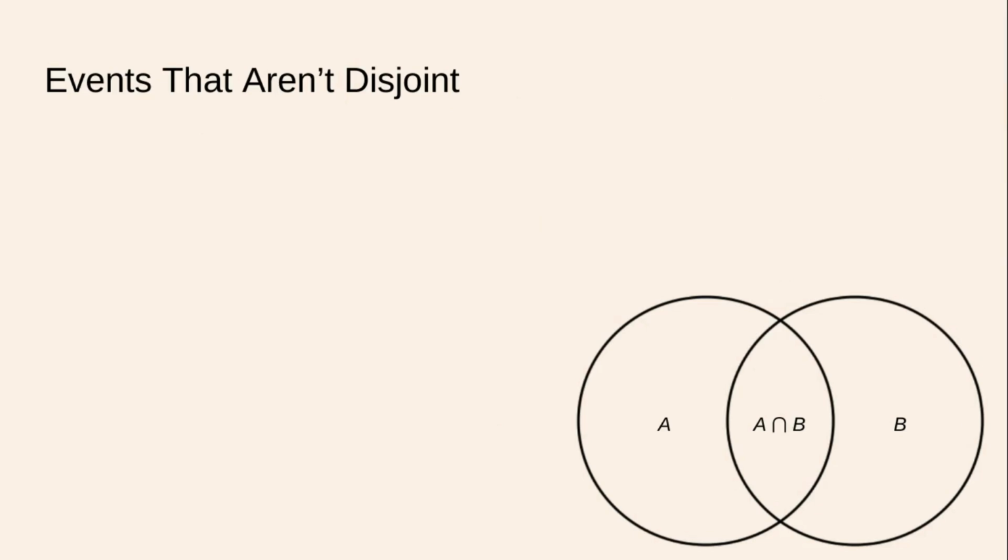First, let's talk about events that are not disjoint. In the last chapter, we assumed when computing probability using addition rules that events were disjoint, meaning that two events, say A and B, cannot happen at the same time. Well, we are going to be looking at situations where A and B can happen at the same time, and we need to change our rules of probability a bit.